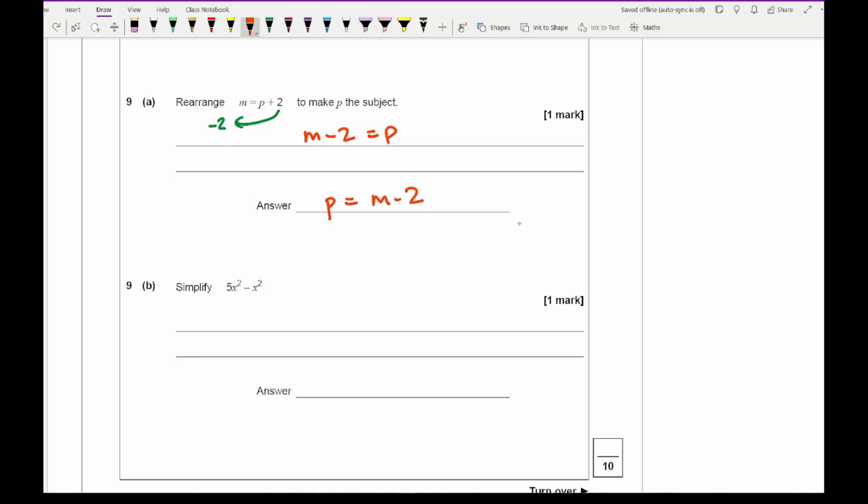Now it is important that you write it like this. Try not to write just m minus 2. Make sure you do include that p. Question 9b, simplify 5x squared minus 1x squared. Well, 5 take away 1 is going to be 4. So it's just 4x squared.